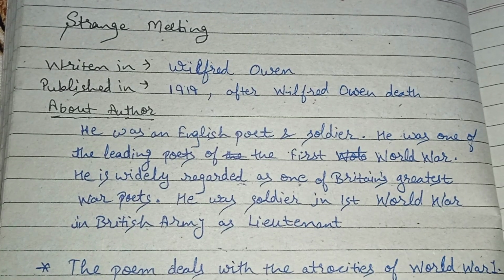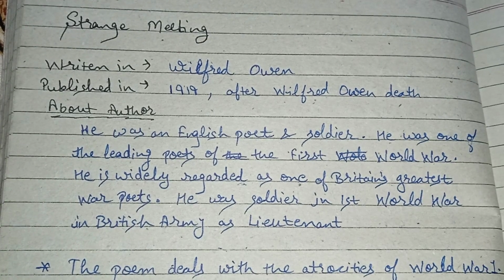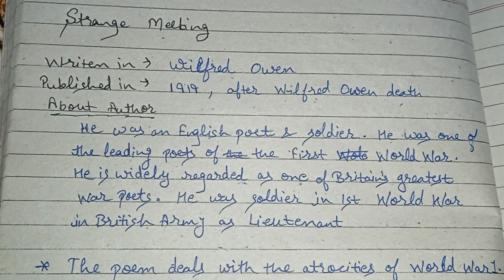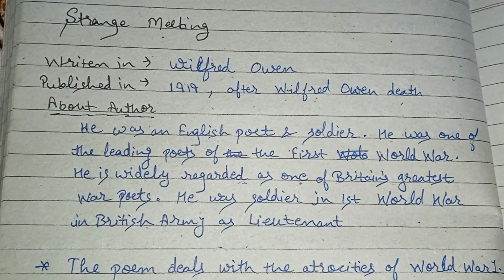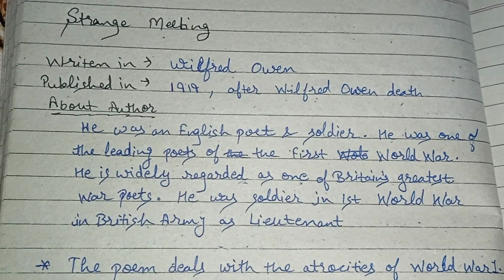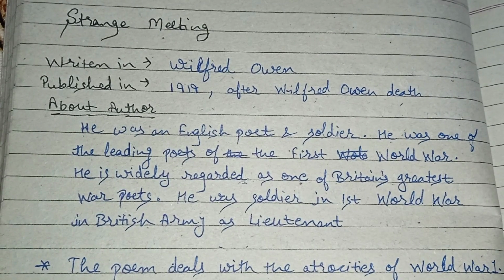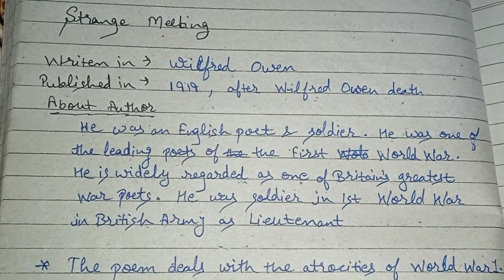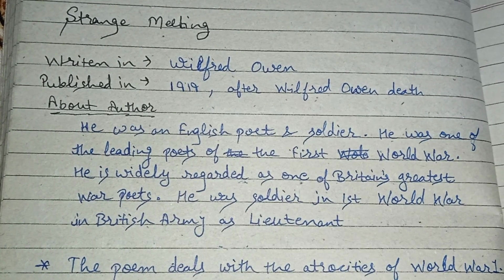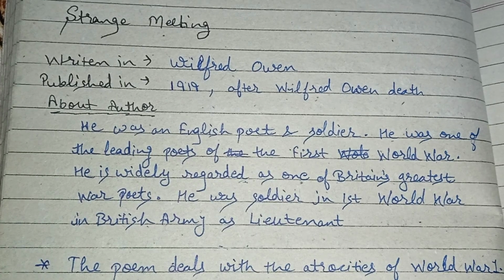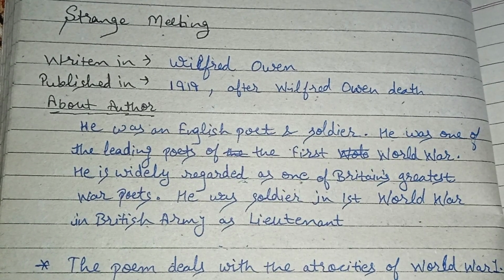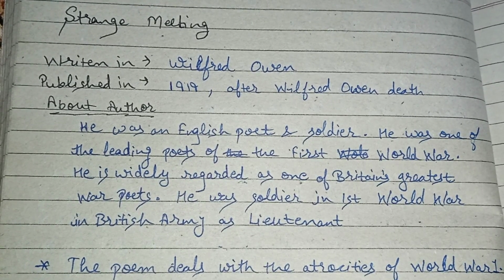Let's discuss our last text. So this is our last text, that is Strange Meeting. It is written by Wilfred Owen, published in 1919 after his death. About the author: he was an English poet and a soldier. He was one of the leading poets of the First World War. He is widely regarded as one of Britain's greatest war poets. He was a lieutenant in the British Army in the First World War.